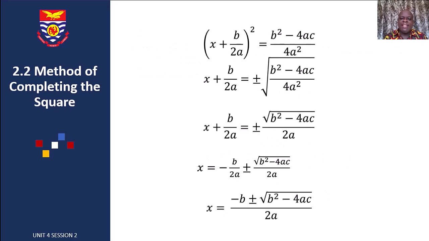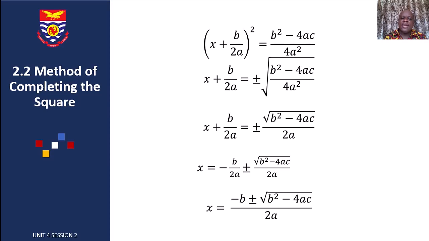We maintain the left hand side as x plus b over 2a, all squared in brackets. Then we find the LCM for the right hand side and we get b squared minus 4ac all over 4a squared. Then we find the square root. We move the square from the left hand side to the right hand side and it becomes plus or minus the square root of b squared minus 4ac all over 4a squared.